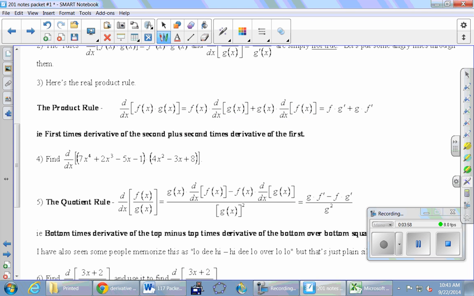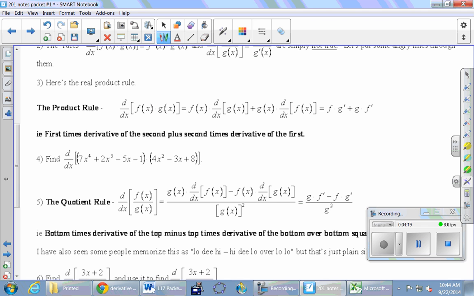In other notation, f times g prime plus g times f prime, or the way that I remember it in English, first times derivative of the second plus second times derivative of the first. Can you guys say that last one with me again? First times derivative of the second plus second times derivative of the first. That is the product rule.